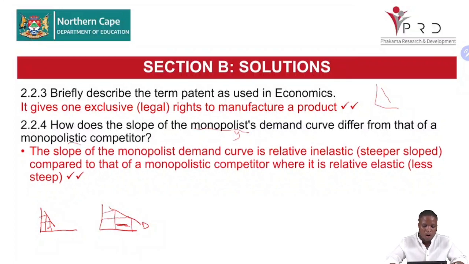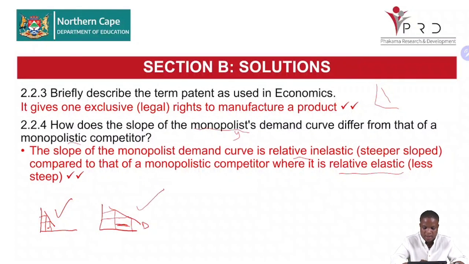The slope of a monopolist demand curve is relatively inelastic. The response is not much. Compared to the monopolistic competitor, which is relatively elastic, this one is less steep as compared to that one. This one is closer here because the response is less, and then this one, the response is more. It's relatively elastic. Remember, elastic means that consumers are responding much.